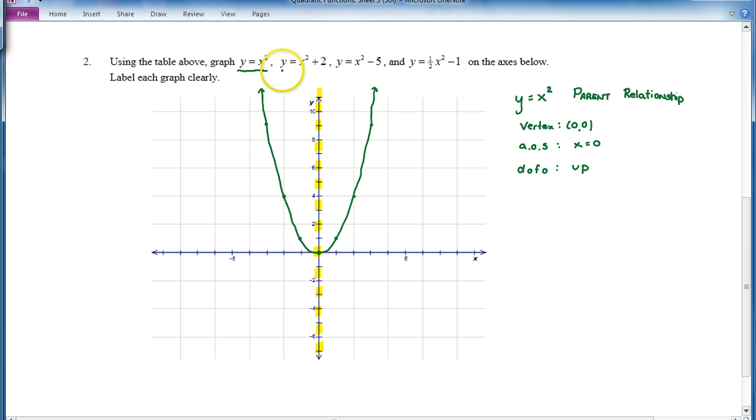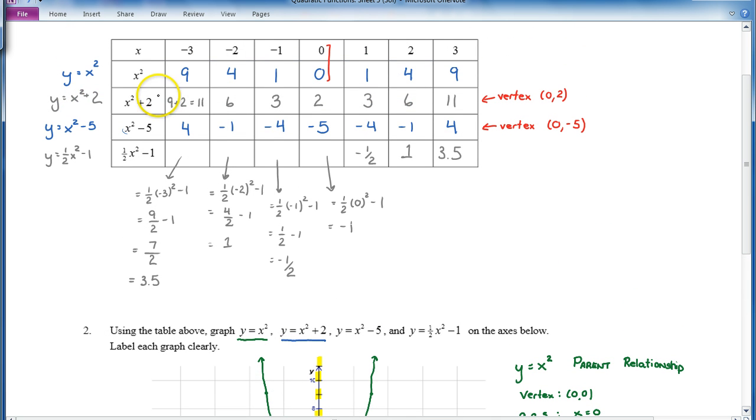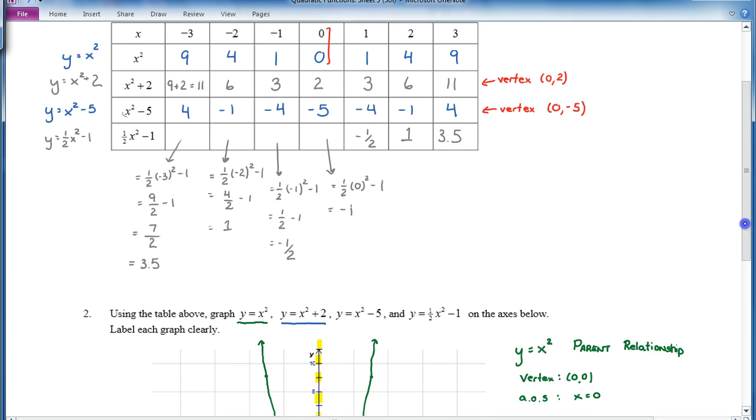So let's do y equals x squared plus 2. Now of course, what I could do here if I didn't know what to do is I could come up here to this table of values and simply plot these points. So if x is -3, y is 11. If x is -2, y is 6. If x is -1, y is 3, and we can continue along, of course.